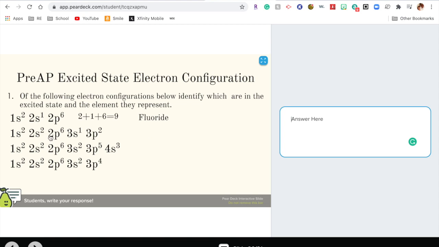Okay, and then you'd go through here and you'd see if they are excited by looking and seeing if the numbers don't add up like they're supposed to. And then if they are excited, all you do is add up your numbers at the top.